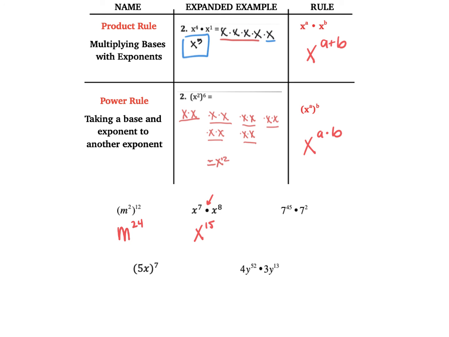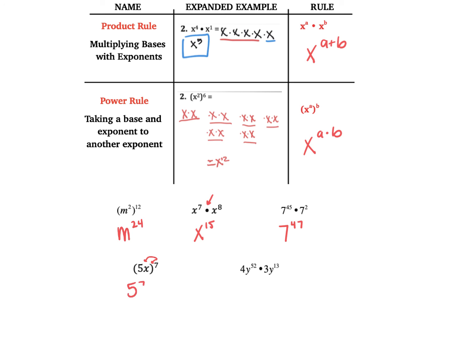Even when you have numerical bases, you still keep them. I don't actually multiply 7 and 7. I have 45 sevens and 2 sevens to give me a total of 47 sevens. They didn't change to 7 times 7. They still stay sevens. Number 2, if you have more going on with the power rule, you distribute that out.